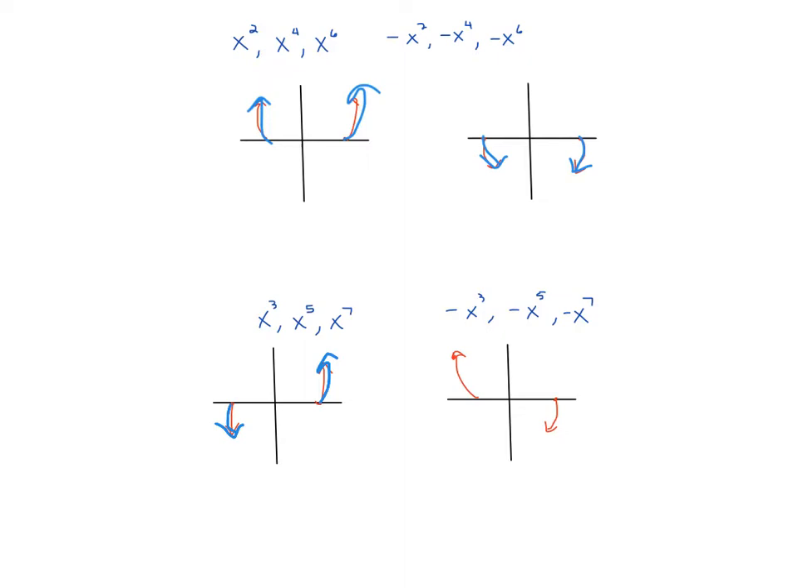When the variable is negative and the exponent is odd, or the degree is odd, it's like the reflection. So this would be going up and this one would be going down. It's taking on the shape of the x cubed. So remember that, that was the parent function.